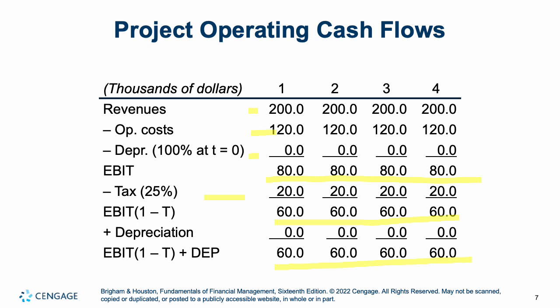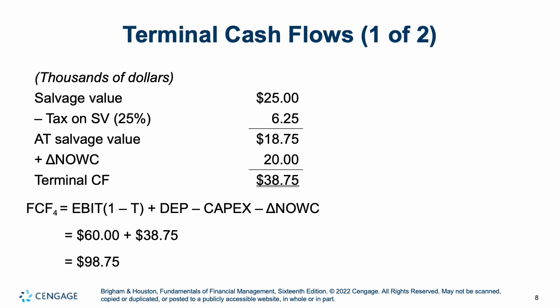Now, what happens at the end? What do we mean by terminal cash flows? Salvage value is what we get when we scrap the equipment we bought. So $25,000, and we have to pay tax on that. We wouldn't pay tax on it if we hadn't fully depreciated it, but since we depreciated it to zero, we wrote it off that it would be worth nothing at the end. In reality, we got some money back, so we pay tax on that salvage value. So we wound up making a profit of $18.75 off of the junk equipment. We get back that change in working capital, so our terminal cash flow is $38.75.